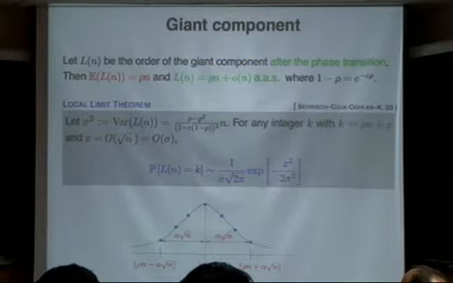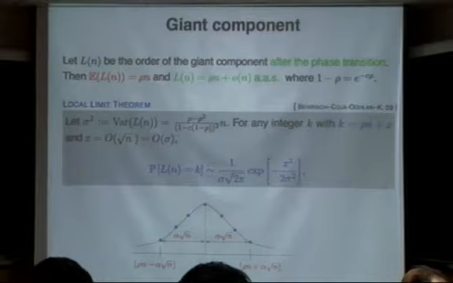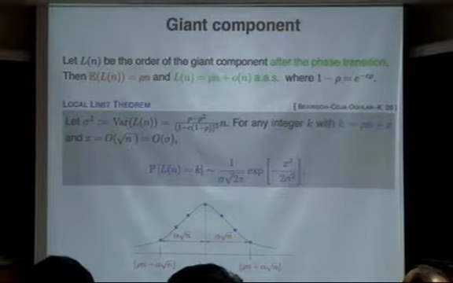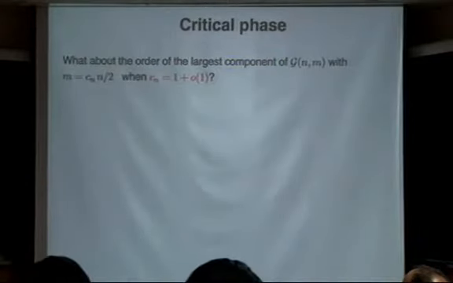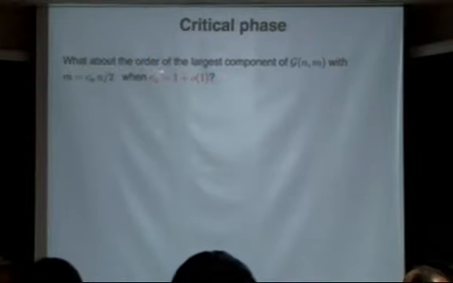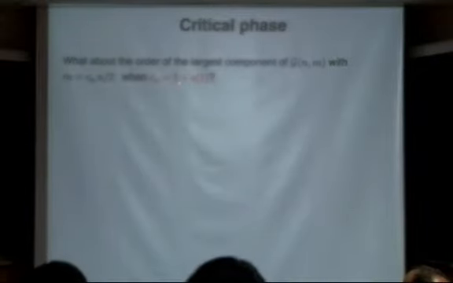Then another research direction in this phase transition study is the so-called critical phase. In the previous slide, I showed you what happened if c is a constant and if c is larger than 1 or smaller than 1. But you might wonder what happens if the average degree c converges to 1. So the average degree is no longer a constant, but a function of n which tends to 1.